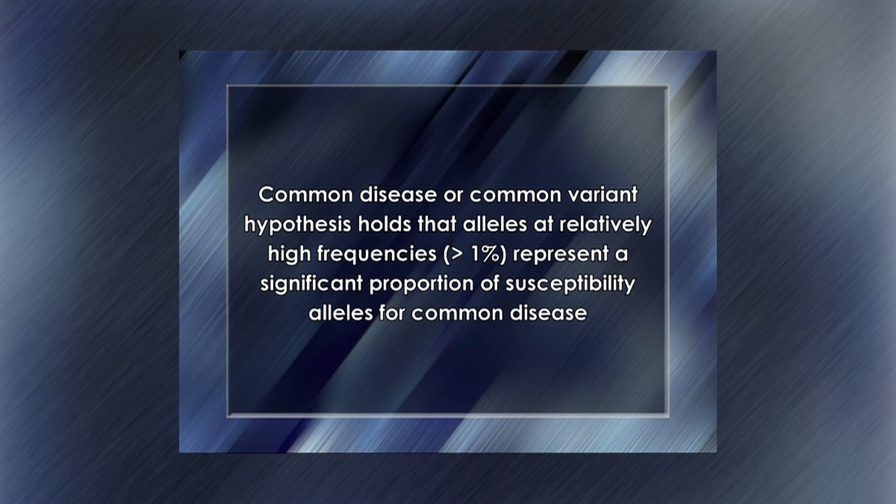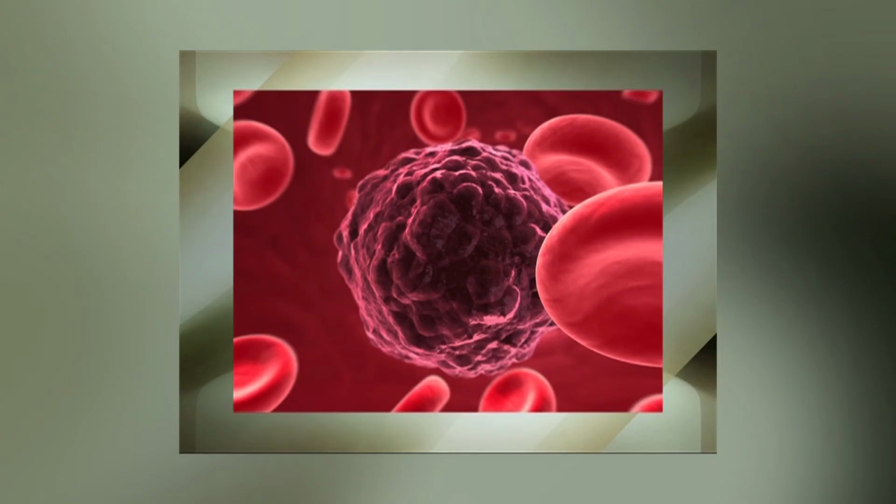Second is genome-wide association studies. The common disease or common variant hypothesis holds that alleles at relatively high frequencies, that is greater than 1%, represent a significant proportion of susceptibility alleles for common disease. Their high frequency implies that association studies in large population cohorts will be fruitful for identifying risk alleles. Genome-wide association studies have successfully identified thousands of loci for a range of human complex traits and diseases.